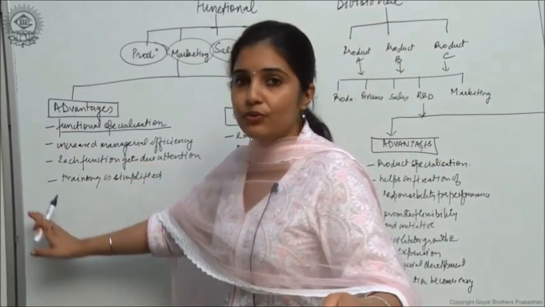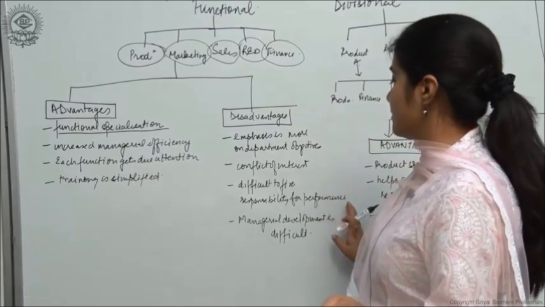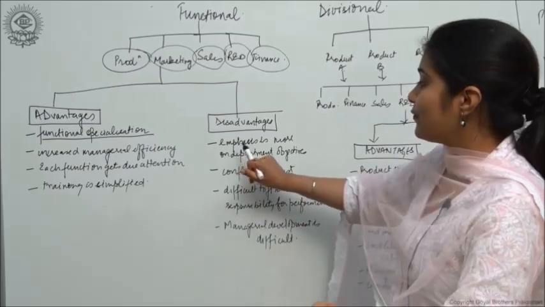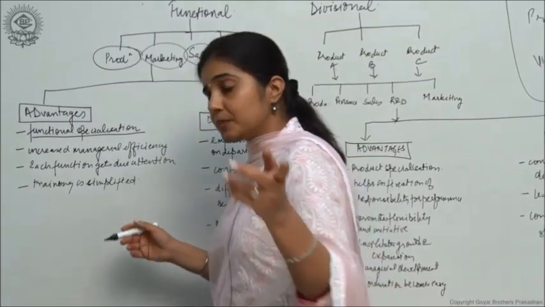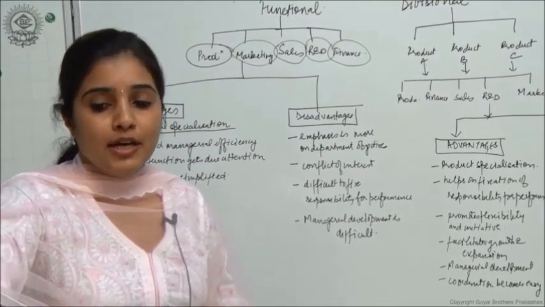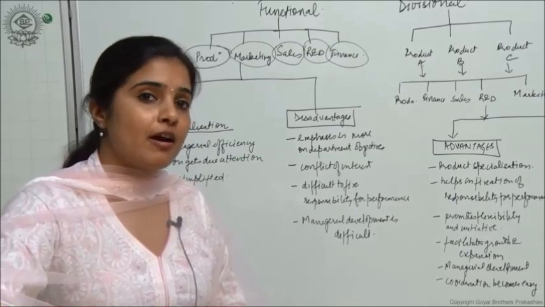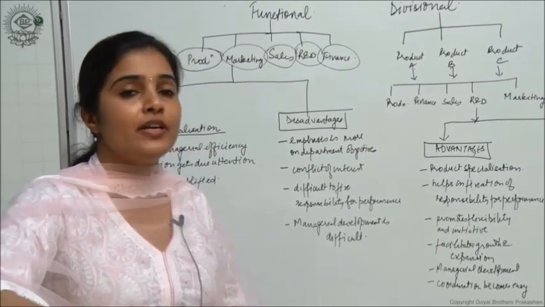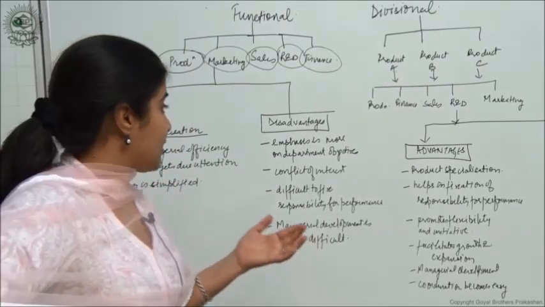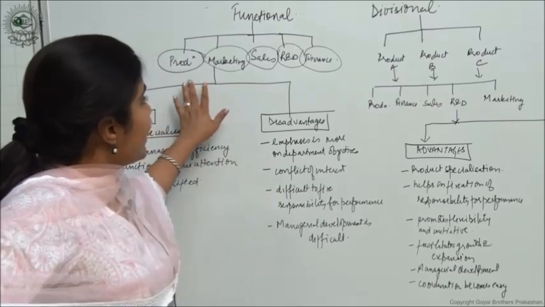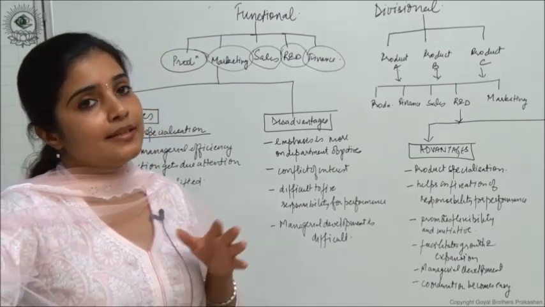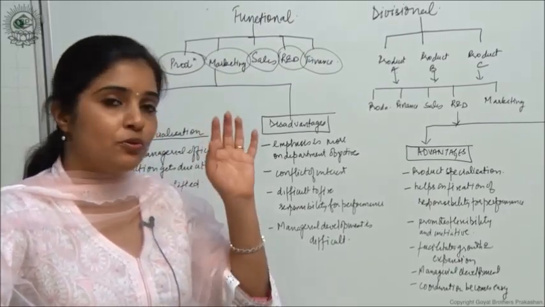But as we have advantages, at the same time there are certain disadvantages which exist for the functional structure of organization. That is, emphasis is more on departmental objectives. Inter-department rivalry happens, wherein each department wants to prove that we are performing better than the other department. We are doing our duty more effectively and efficiently as compared to the other department. As a result, each department is going to focus more on the departmental objectives rather than the overall organizational objectives. You lose that view.